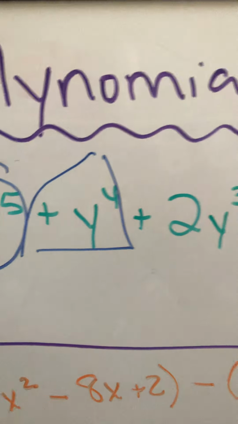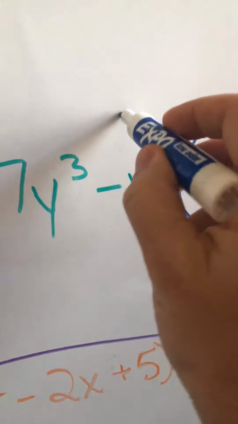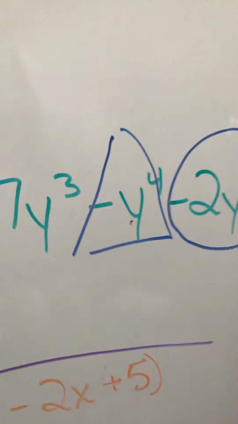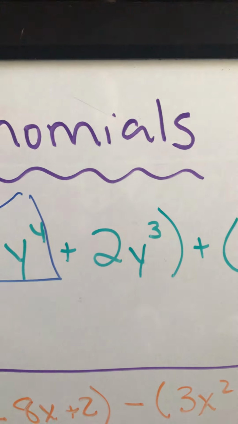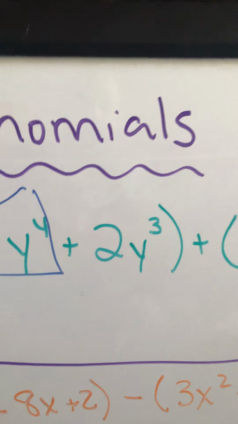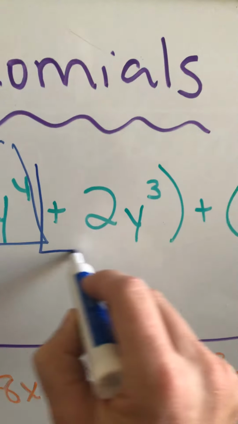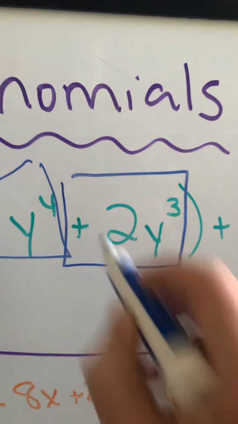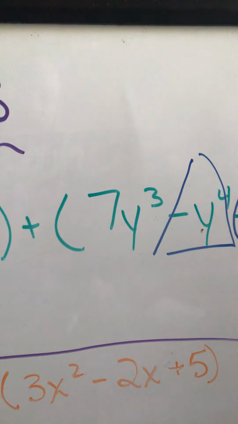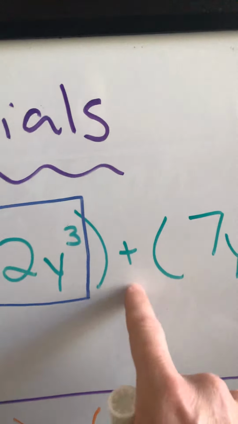Sorry for that goofy looking triangle there. And for the triangle over here, I need to make sure I include the sign. And for the last part, we have our y to the thirds. I'm going to draw a square here, trying to keep in mind that I need to include the sign and the coefficient. And the same thing here, keep in mind that that 7 is positive.